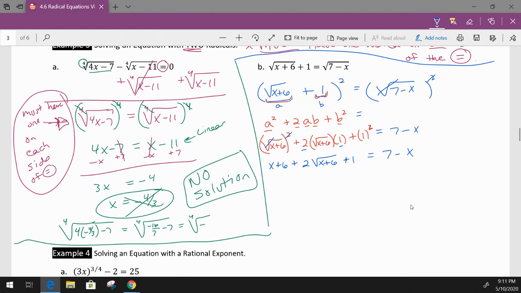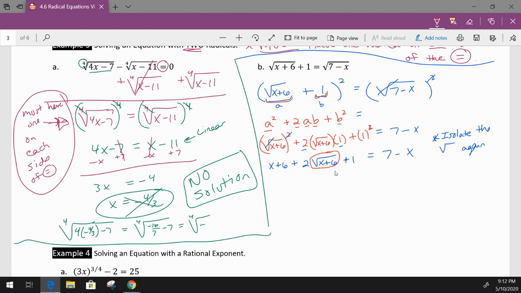But now we want to isolate the radical again, because now we're down to one radical. We only have one radical in the equation, or one square root in the equation. So we have to isolate this radical.